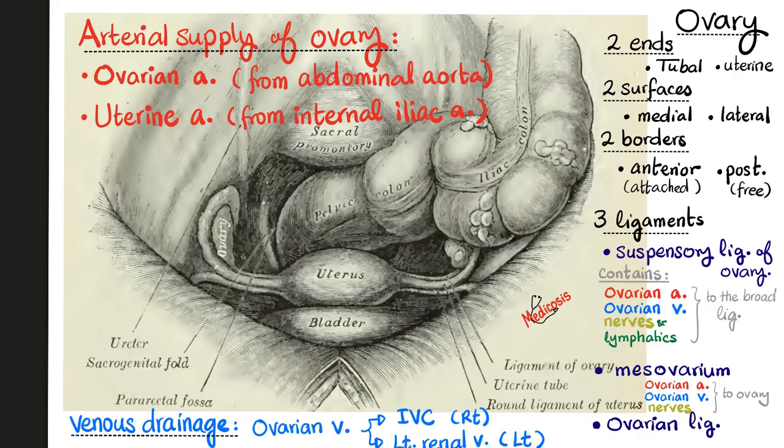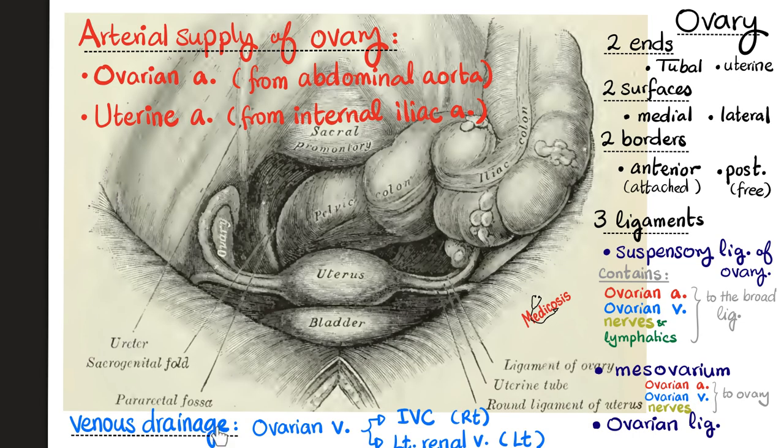The word internal iliac is synonymous with hypogastric. What does hypogastric mean? Hypo means below, gastric refers to the abdomen. So hypogastric means below the abdomen, i.e. pelvis. And that's why the internal iliac veins could be called the hypogastric veins. And the hypogastric plexus of nerves or hypogastric nerves are nerves for the pelvis.